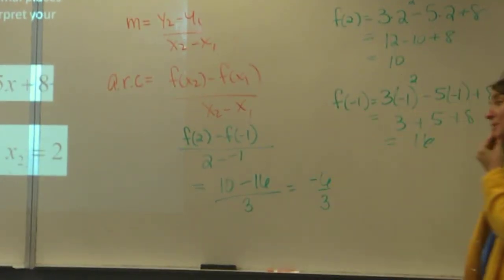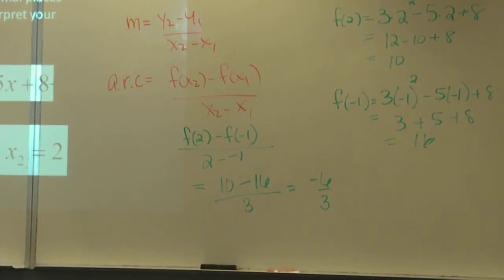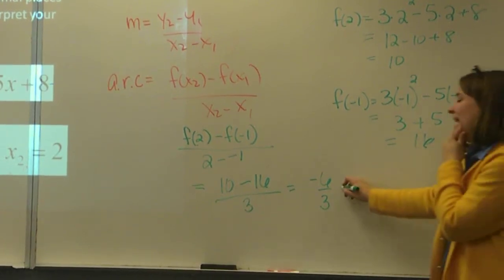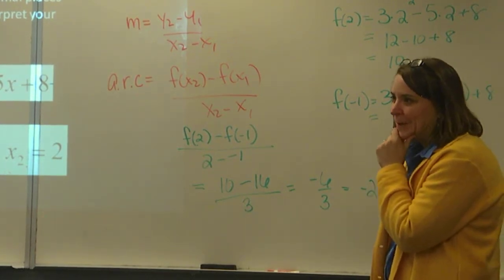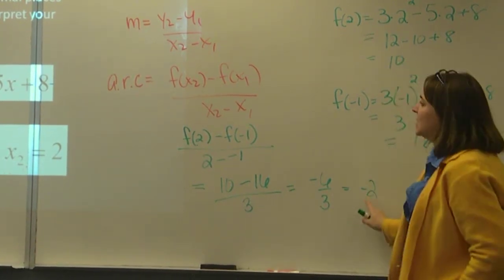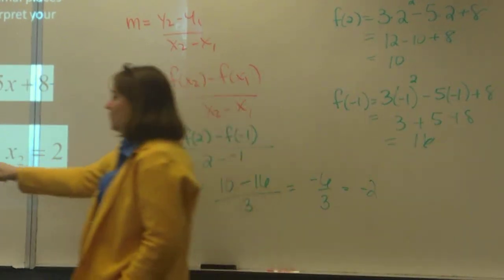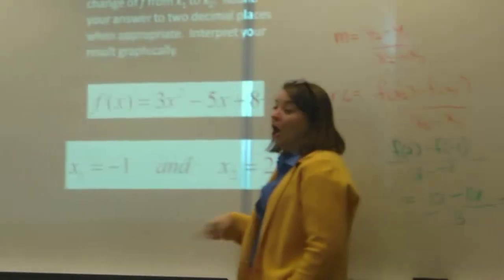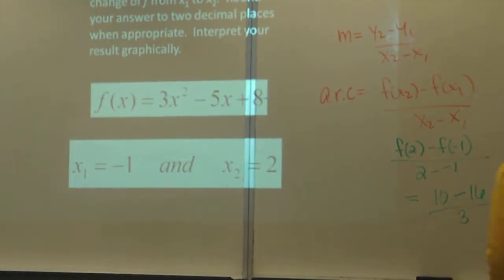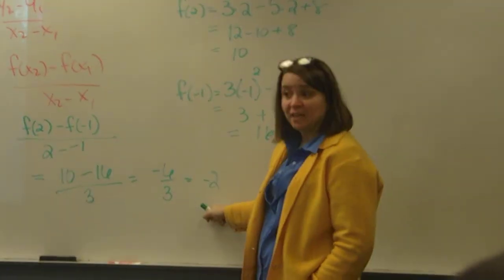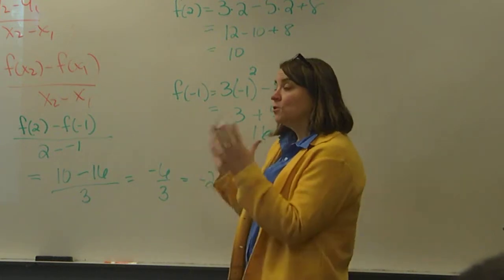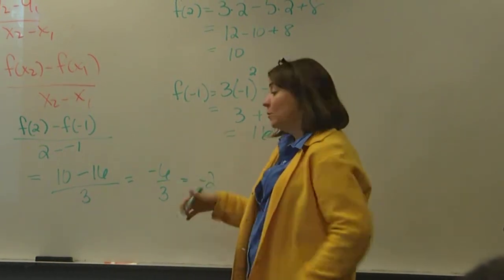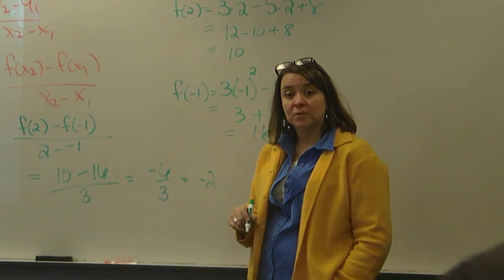And I believe our ratio is -6/3. Indeed. Look for -2 on your multiple choice. So on this interval, -1 to 2, on average, the parabola is decreasing, like a line of slope -2. So if we were to draw the parabola, on average, it would be decreasing from -1 to 2.